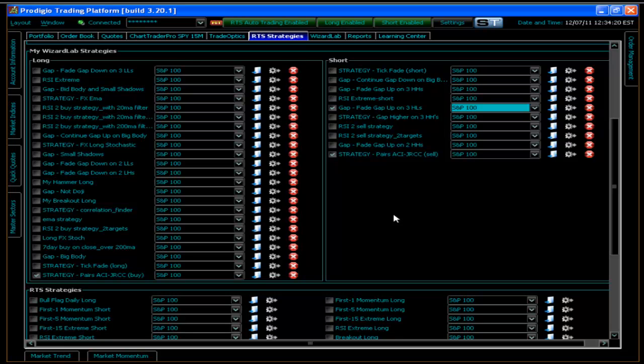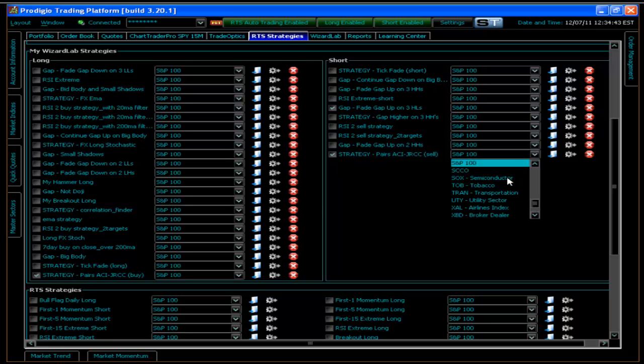In a pair strategy, the watch list is somewhat different. We're not interested in firing on the entire universe of the S&P 100 or all the stocks over $50 with big volume. We're interested in just 2 stocks. So we need to set up watch lists for just the 2 stocks that we're interested in. Notice that if we click on the S&P 100 here, you can see that we need to create a watch list for just ACI and just JRCC. And one's going to be a buy and one's going to be a sell.